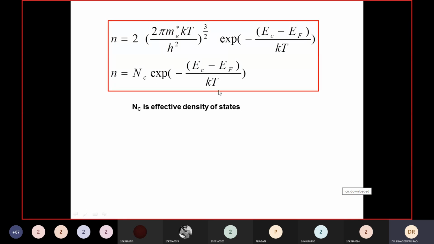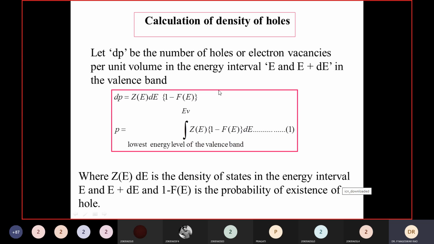Okay, now similarly, the calculation of the density of the holes. Whatever we did previously, we do the same here. The z of e value is the same, and instead of f of e we take 1 minus f of e, because we have to calculate the probability of holes. f of e means the probability of electrons.